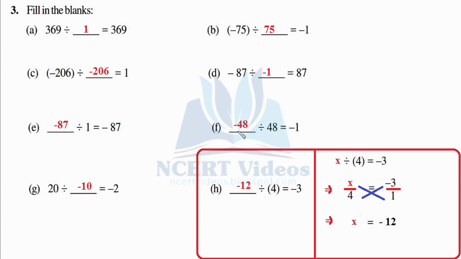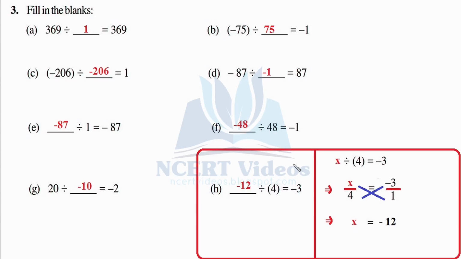Now F part, we are getting 1. This hints us that the number should be 48 because it will cancel to give you 1, but it is negative, so we have to introduce negative. Now G part, here we have 2, so how can we get 2 when we have numerator 20, when we divide it by 10? But here it is negative, so we have to introduce negative sign here. Now H part, we are having 4.